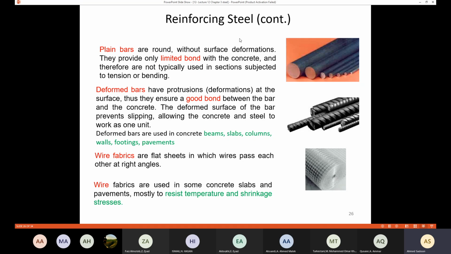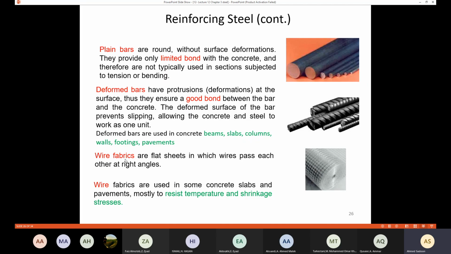Okay, so it's good to use deformed bars nowadays. We use the deformed bars more than the plain bars. So the deformed bars are used in concrete beams, slabs, columns, walls, footings, and pavements. In all these applications, we use the deformed bars.